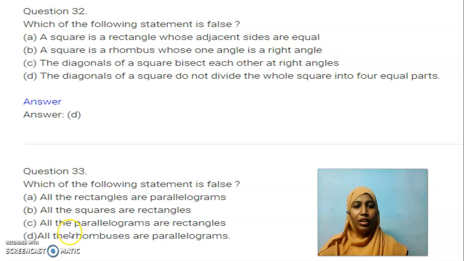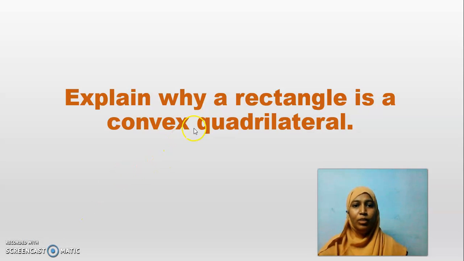Okay, children. The next thing is, explain why a rectangle is a convex quadrilateral. You all know that if all the diagonals lie inside the quadrilateral, it is convex. So you should write 2 points. A rectangle has four sides, so it is a quadrilateral. Second point, all the diagonals of this rectangle lie inside that rectangle. So it is convex. Therefore, it is a convex quadrilateral.